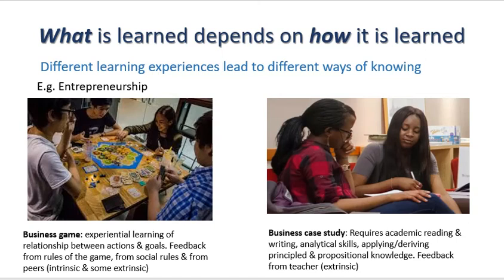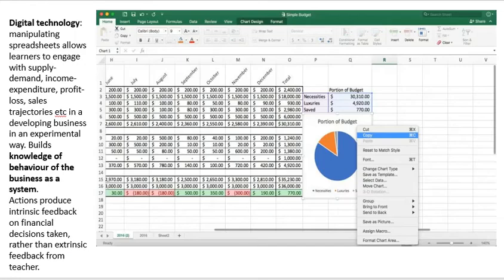In this case, doing a business case study, their feedback will be much more extrinsic. So they're relying on the teacher or the lecturer to give them feedback on how well they've done. So those are two modalities of learning, but let's think of a third one that is really very intrinsic in the kind of feedback. If we want to let our students understand financial modeling, for instance, in a small business, we could give them spreadsheets that they have to manipulate in certain ways so they can engage with supply, demand, and income, expenditure, profit, loss, sales trajectories, for example.